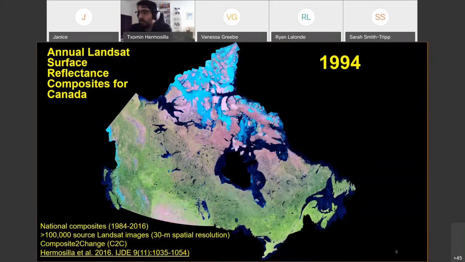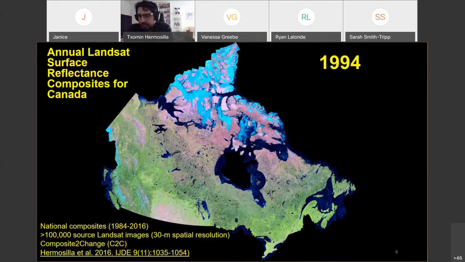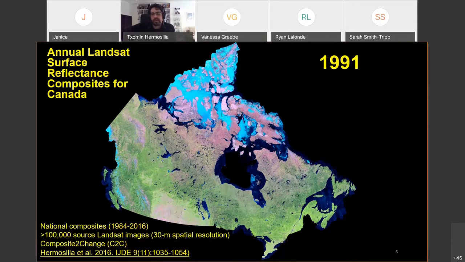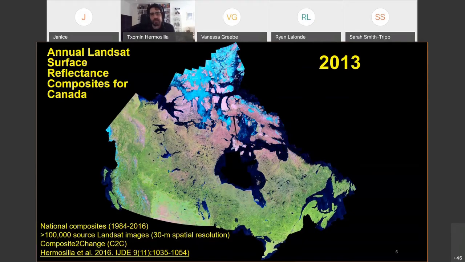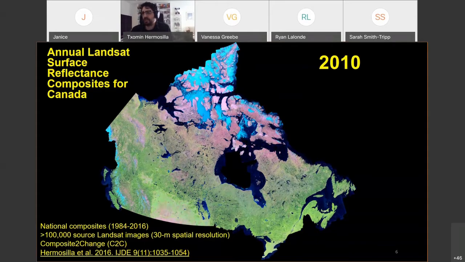So what we did is we took all the Landsat images available for Canada, more than 100,000 images, and we processed them and created composites. We use pixel compositing techniques that choose the best pixels for every single year, and created seamless Landsat composites of Canada. This series goes until 2016. We have already worked until 2019.